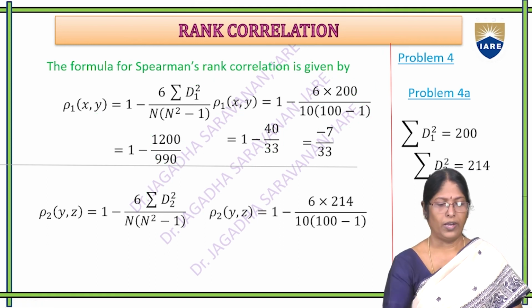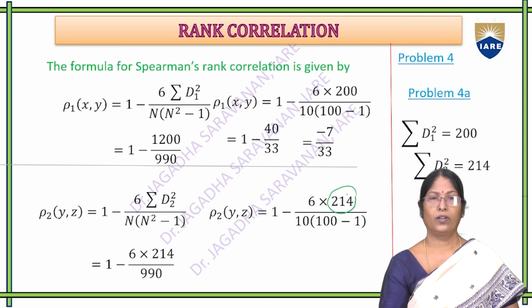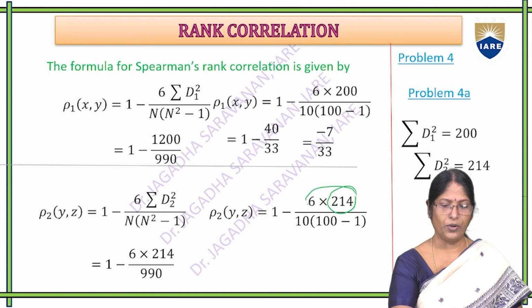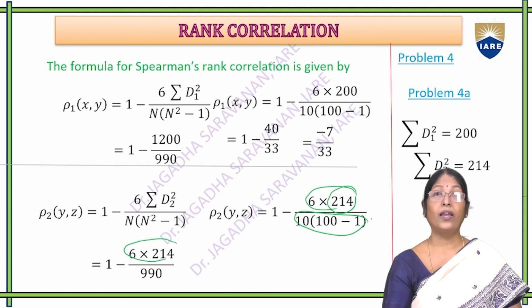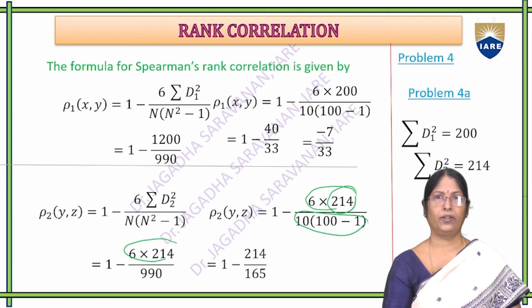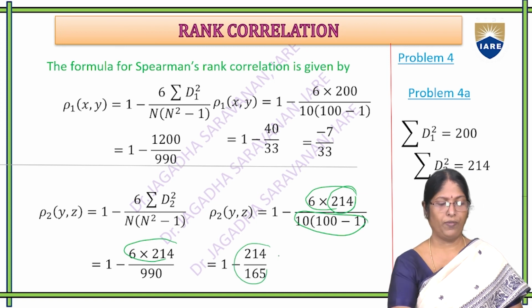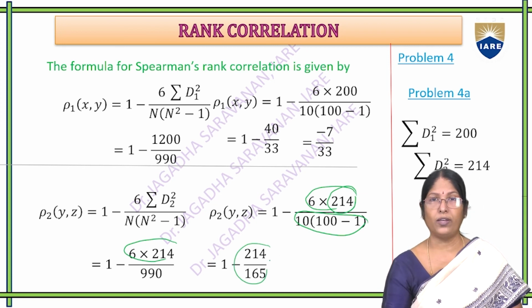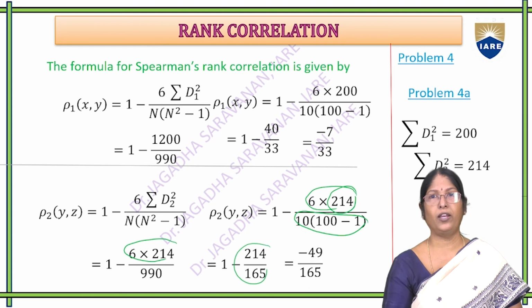So now it is substituted. Here we can observe it. So 1 minus this, the numerator we kept as it is. Here the denominator part simplification is 990. So the lowest form of the fraction, that is the simplified one, is 214 divided by 165. So the final answer is minus 49 by 165.